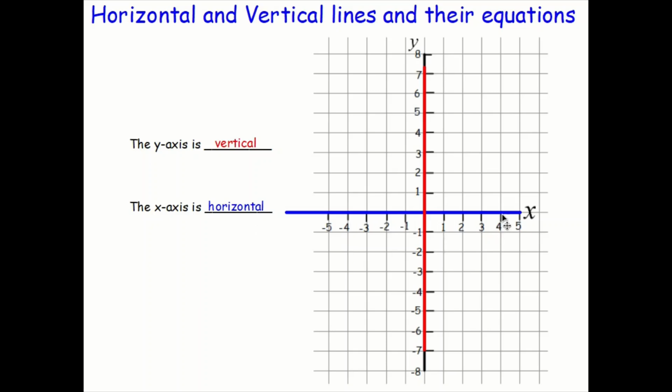But these are not the only horizontal and vertical lines that you can have on a set of coordinate axes. You could have this horizontal line. You could have this vertical line. You could have this horizontal line. Or you could have this vertical line. You get the idea. But what are their equations? Well, let's have a look at how we get their equations.